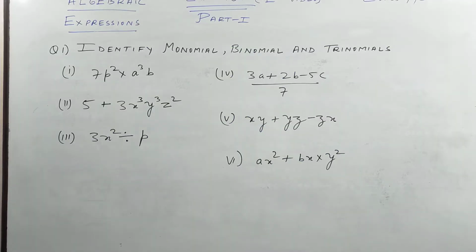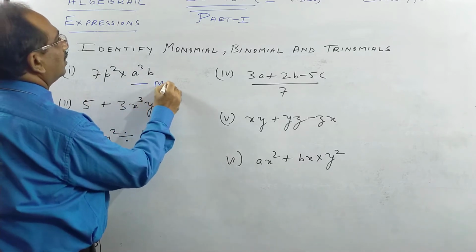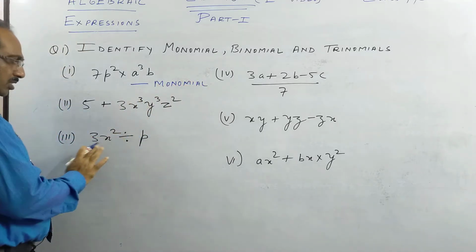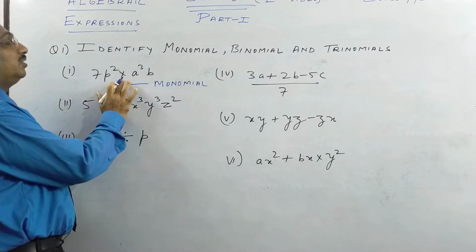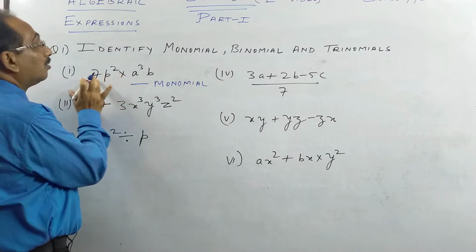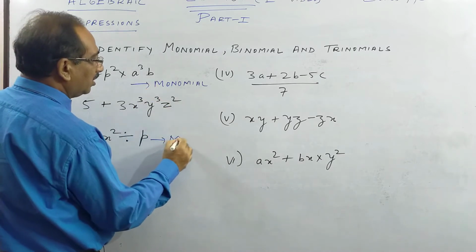So children, now we move on to question 1, where we are going to identify which of these algebraic expressions is a monomial, which is a binomial, and which is a trinomial. So if you have seen earlier, monomial means 1 term. So see, this is into, this is a monomial, 1 term. If you see, this is also division, children. So into, if this would have been plus or minus, this would have been a binomial. But since it is multiplication, it is a monomial. Since it is division, it is a monomial.